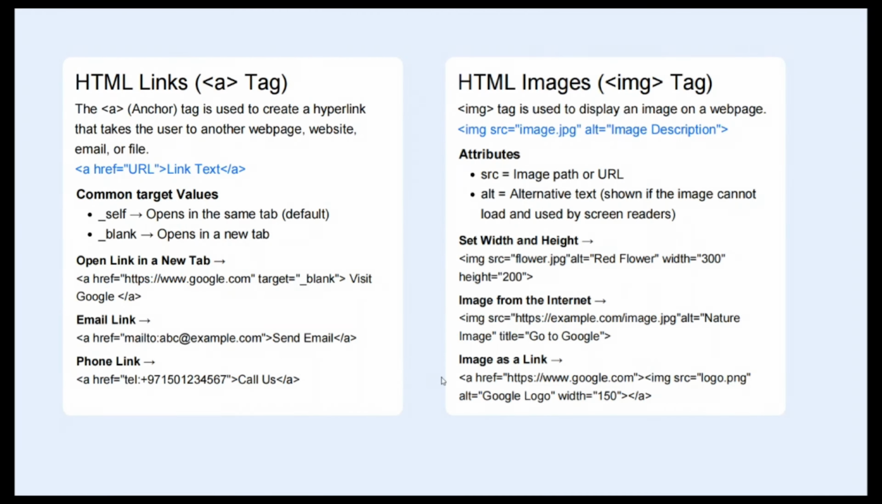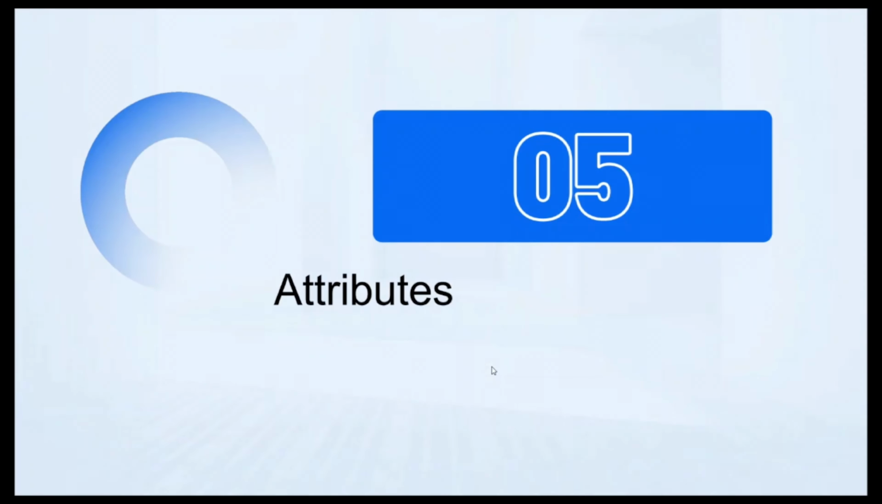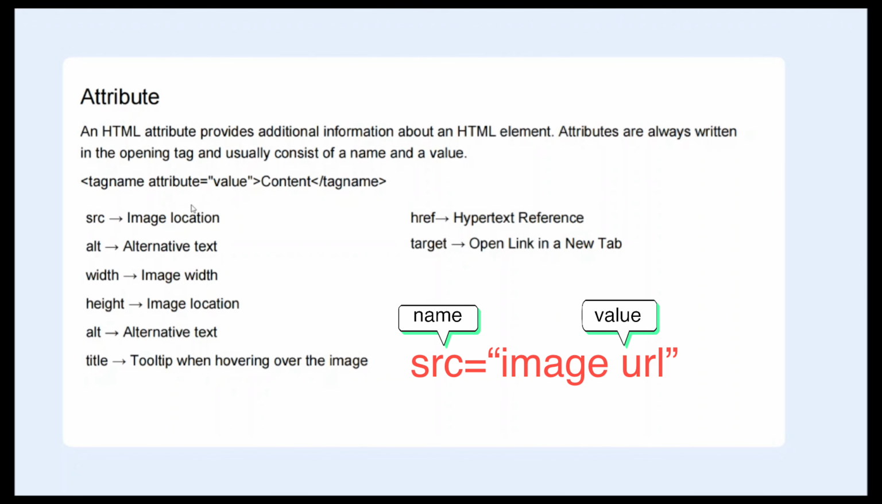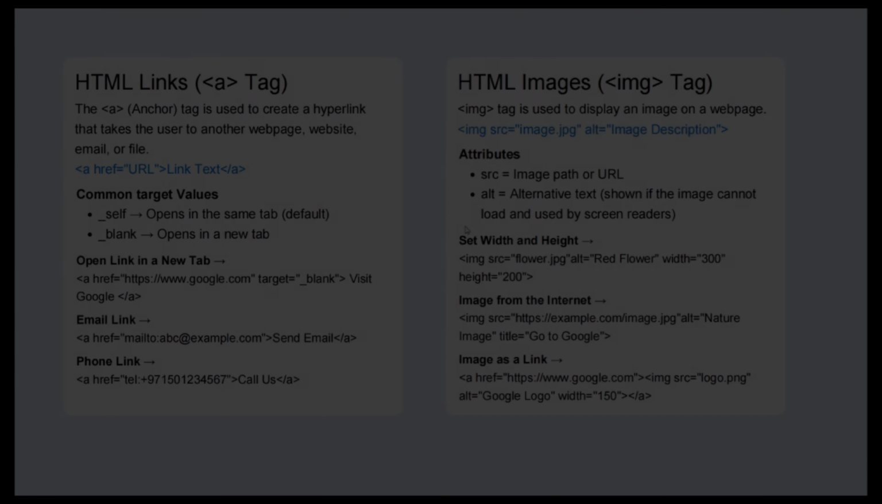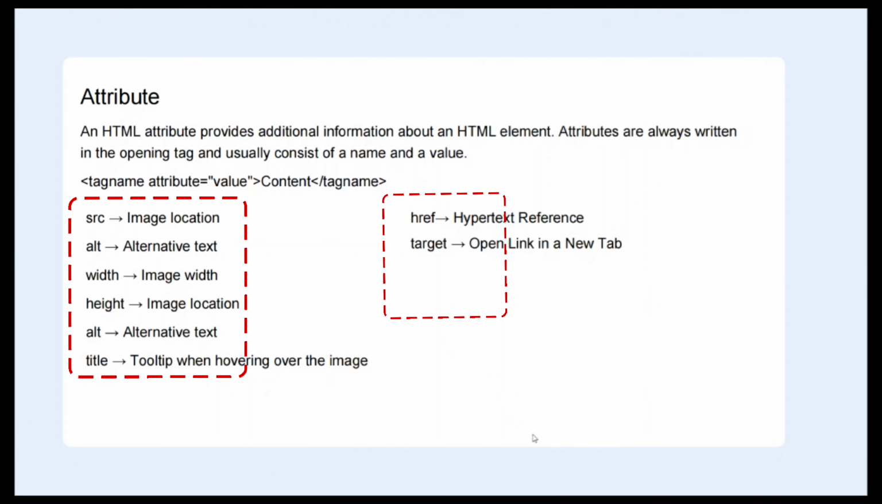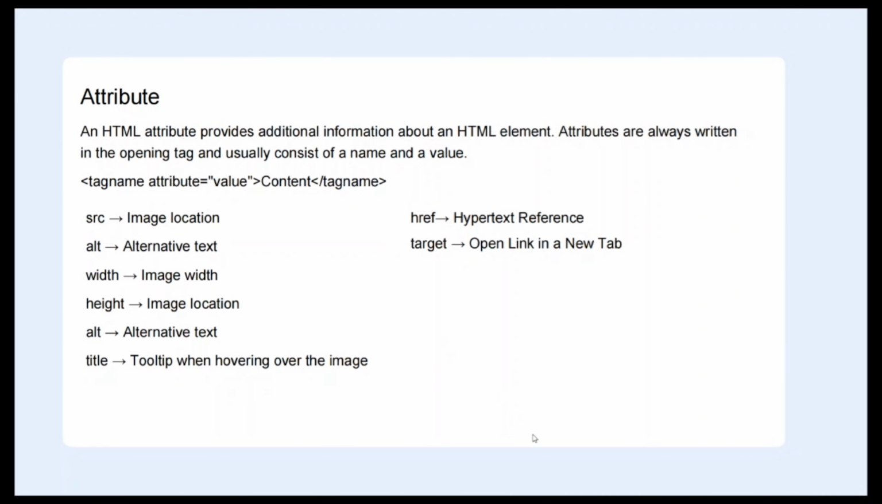That's all about links and images in HTML. Let's move to the next topic, which is attributes. Attributes provide additional information about an HTML element. They are always written inside the opening tag and usually have a name and a value. We have already seen some attributes in the previous examples, like the href attribute in the anchor tag and the src, alt, height and width attributes in the image tag.